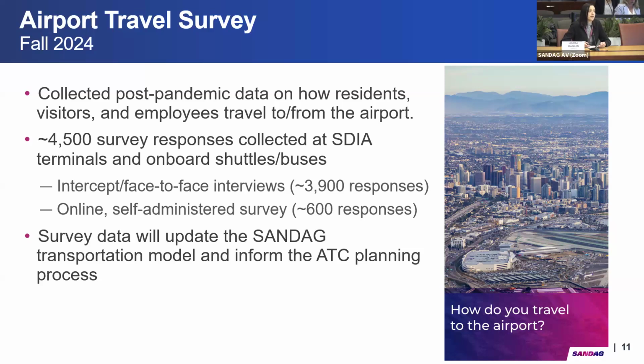We were collecting about a 4,500 sample set of responses that we could expand to the entire region. It's going to be vital for updating our transportation demand model that our agency uses for all of our regional plans and various projects, and really help us also with planning for this project. It was a mix of face-to-face intercept surveys and also some self-administered online surveys where, over a period of about 2.5 months, people could provide us with their data as to how they were traveling to the airport at that time.